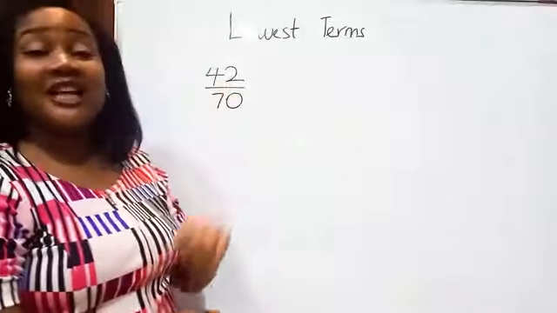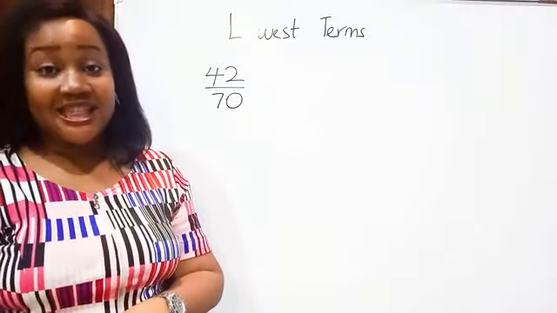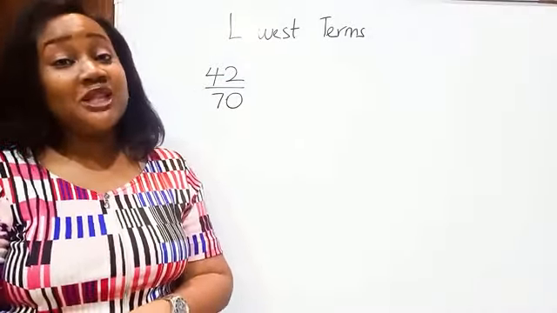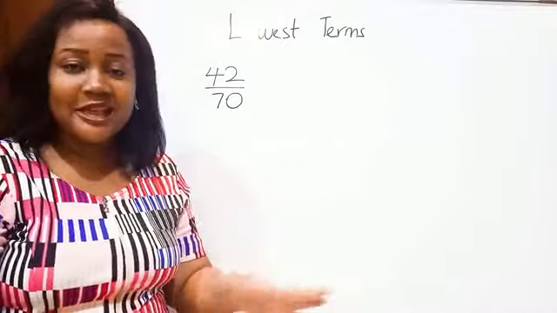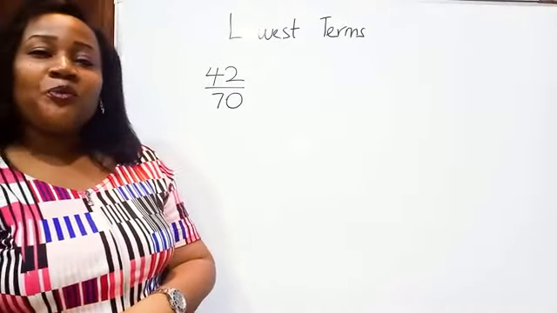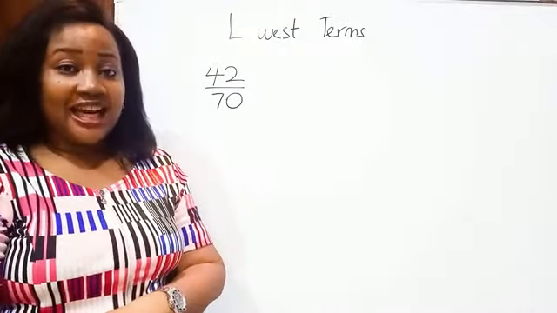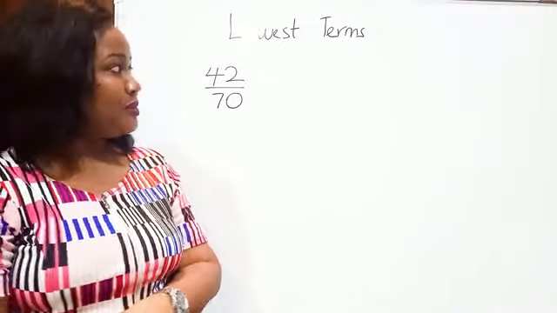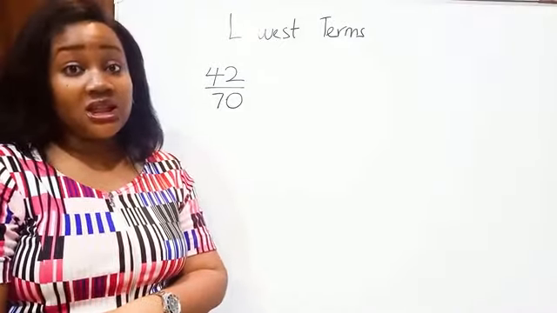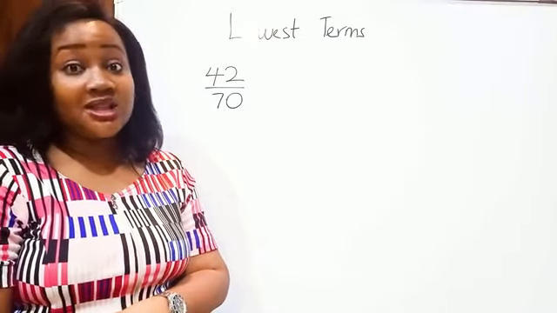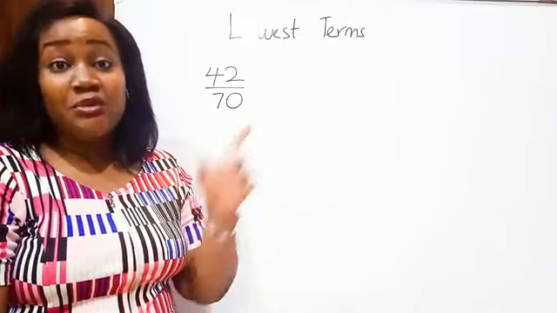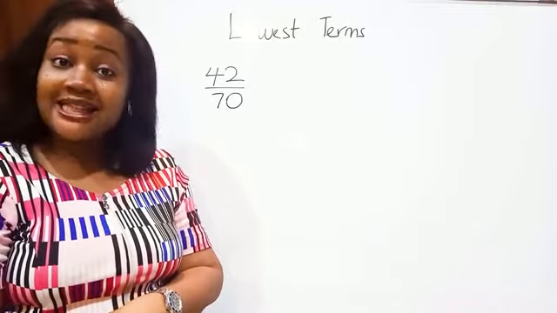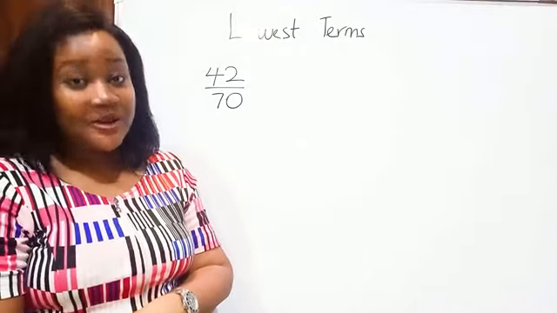Now, let's look at 42 over 70. Let's try to reduce it to its lowest term or its simplest term. Now, that way I showed earlier is me trying to teach you. When you're in a real examination condition or real solving condition, let me show you the simpler and easier way to go about it. Let's go.